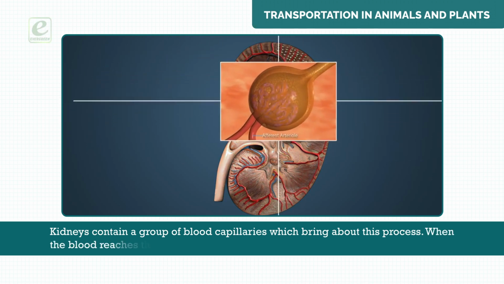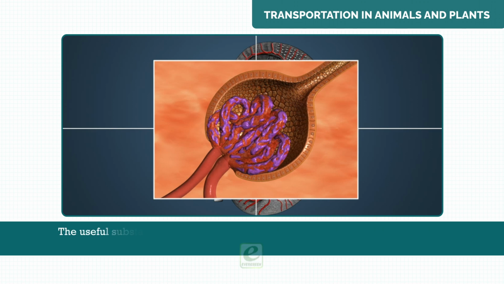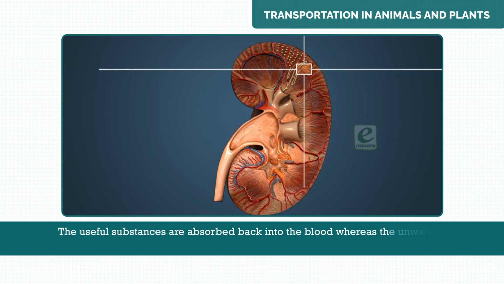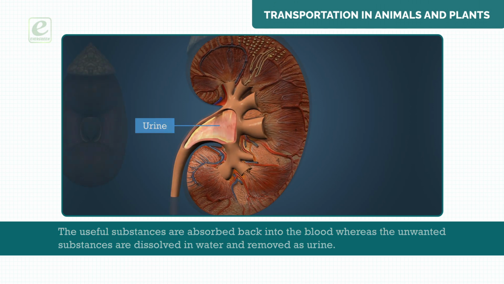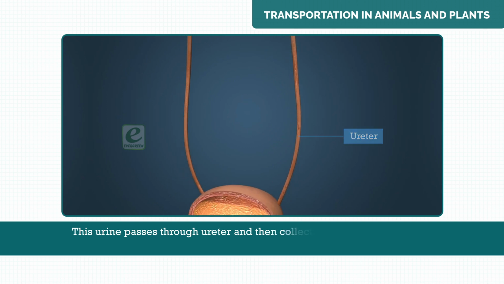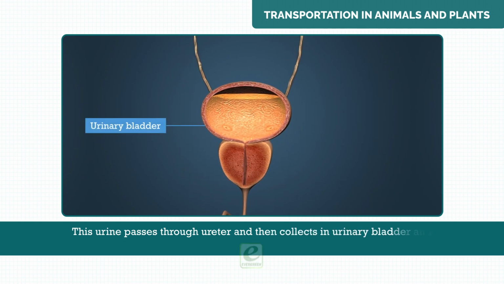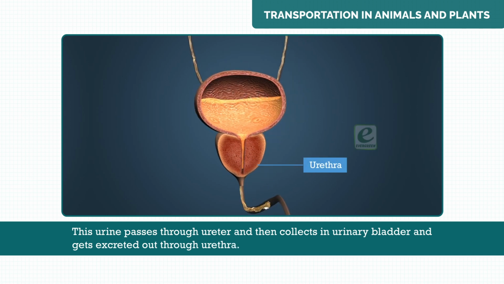When the blood reaches the two kidneys, it contains both useful and harmful substances. The useful substances are absorbed back into the blood, whereas the unwanted substances are dissolved in water and removed as urine. This urine passes through the ureter and then collects in the urinary bladder and gets excreted out through the urethra.